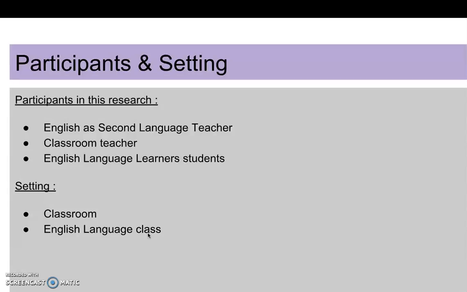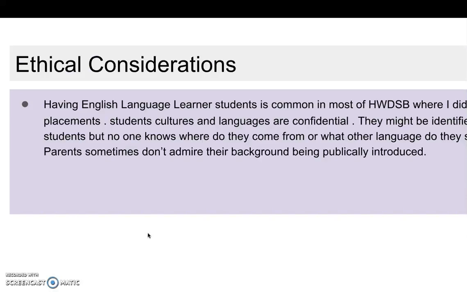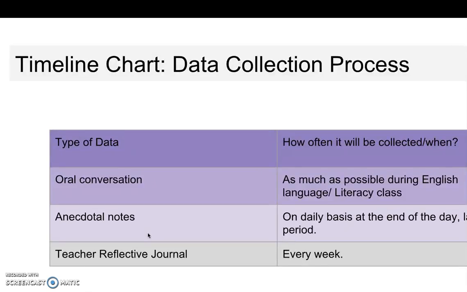Participants and settings. Participants in this research: English as a second language teacher, classroom teacher, English language learner students. For the setting: classroom, English language class. Ethical considerations. Having English language learner students is common in most of the Hamilton-Wentworth District School Board, where I did my 3 placements. Students' cultures and languages are confidential. They might be identified as ESL students, but no one knows where they come from or what other language they speak. Parents sometimes don't like their background being publicly introduced.